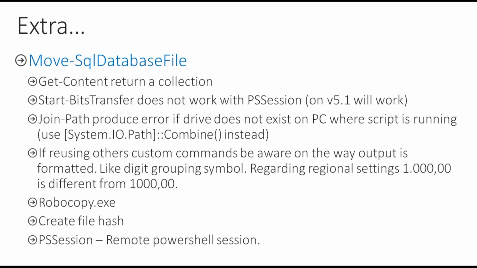Robocopy, I learned almost all the parameters that Robocopy allows and how to make a copy faster and keep all the permissions, all the folders, all the files. Create a file hash. When we copy the file, we can create a hash for each one of the files, the source and destination, and compare in order to guarantee that the copy was successfully done, okay? And PSSession, the remote PowerShell session, where we can run code on the machine, but we are calling from our source machine.